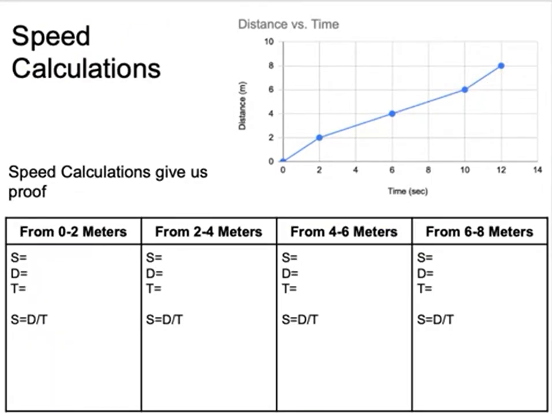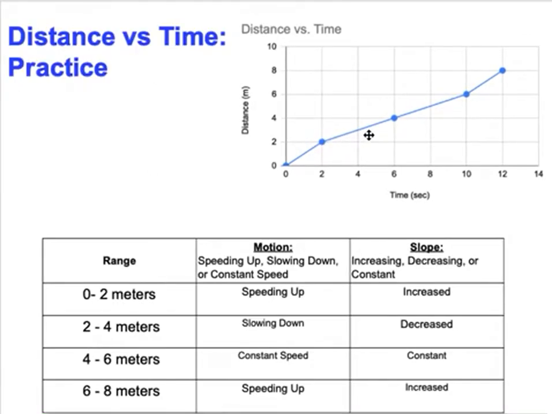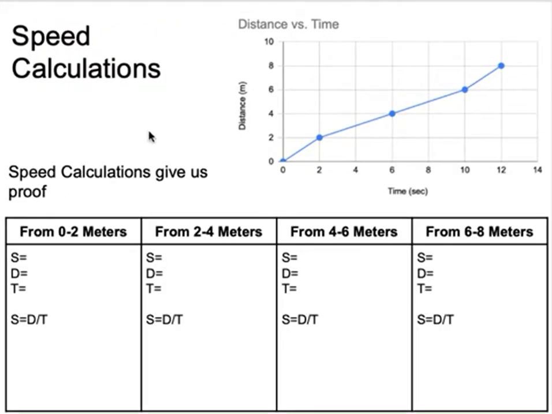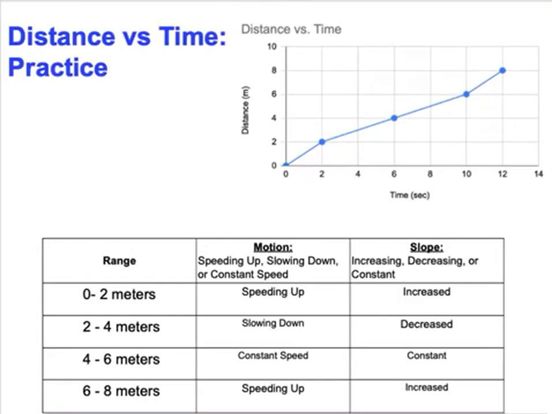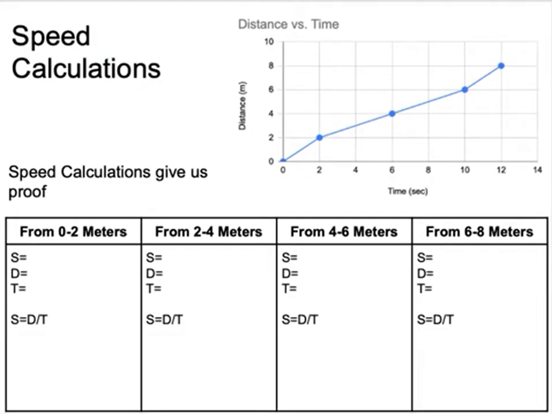All right, so now we're going to take that same exact graph that we did in the previous slide, and we're now going to prove it. We can look at this part right here and say, okay, it sped up, it slowed down, and all that kind of stuff. But now we need to prove that it actually did speed up, slow down, stay constant, and speed up. And the way you do that is through math.